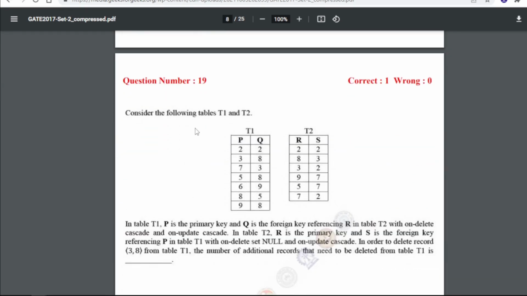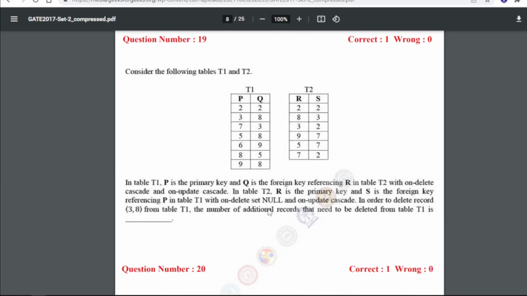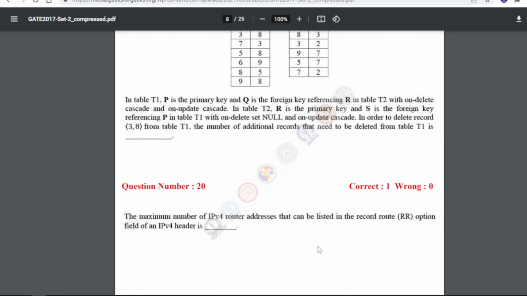Now 19: consider the following tables T1 and T2. In table T1, P is the primary key and Q is the foreign key referencing R in table T2, with on delete cascade and on update cascade. In table T2, R is the primary key and S is the foreign key referencing P in table T1, with on delete set null and on update cascade. In order to delete records 3 to 8 from table T1, the number of additional records that need to be deleted from table T1 is... So for 19 our answer will be 0.0.